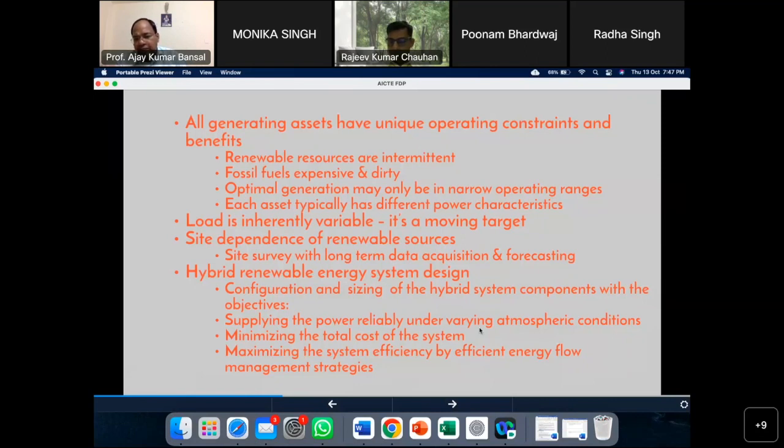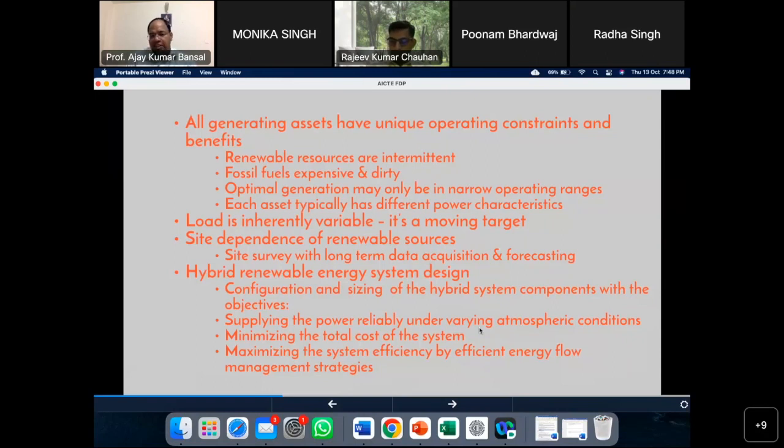Then in hybrid renewable energy system design, we want to design a configuration and size of the hybrid system components with the objective that it will supply the power reliably under the various atmospheric conditions. Because the atmospheric conditions are varying, we have to design a system which will be able to supply the power reliably. That means there must be no load which is not supplied by the system, and there also must be no time when energy which is generated is not utilized by the system at all.